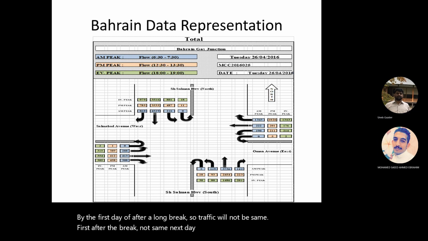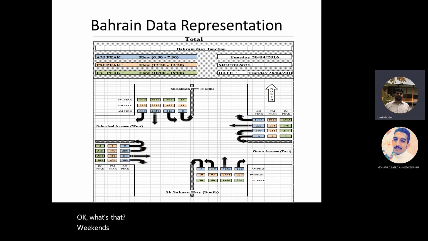Next day is the last day of the week again, so traffic is again not the same. Weekends, obviously, it's a weekend. Maybe traffic again. Friday traffic is different from Saturday. So from tomorrow, even from today, till the 2nd of May.